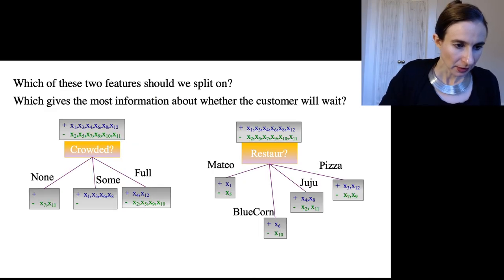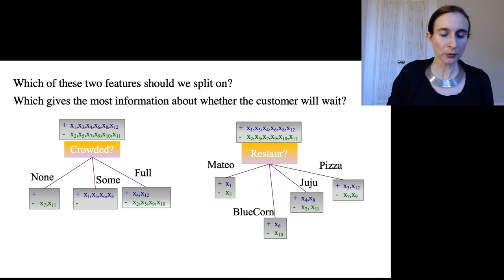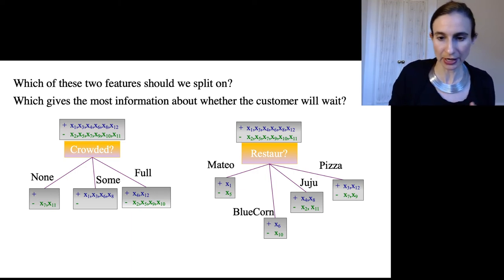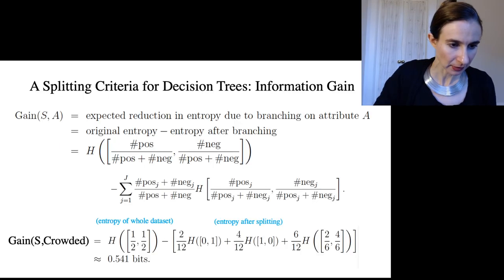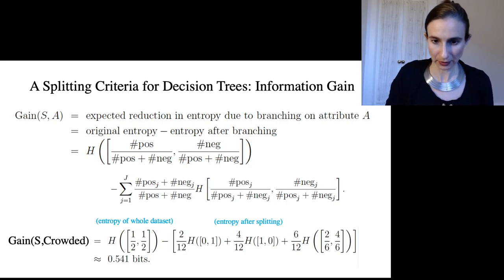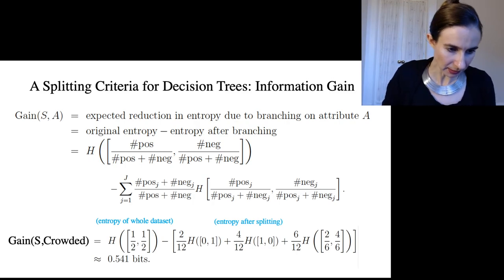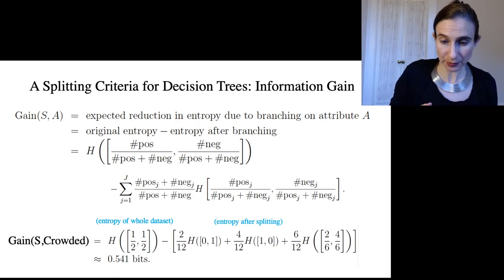Okay, so when we think about which of these two we want to split on, intuitively it seems like crowded would be the right one, but let's see if we can make that concrete by calculating the information gain. Okay, so if we calculate the information gain based on the crowded split, then before we split, it was half and half, right? Half positive, half negative.